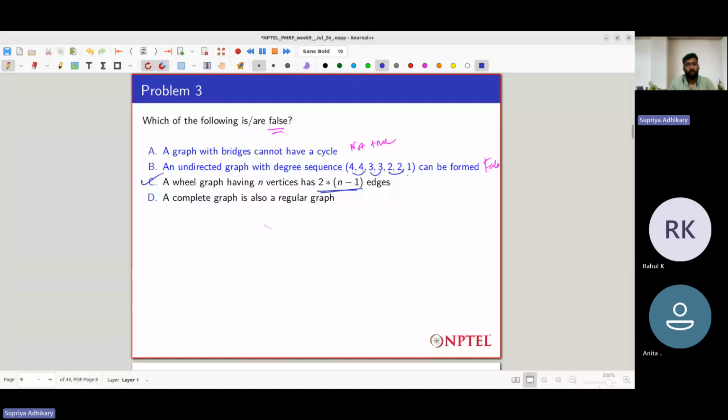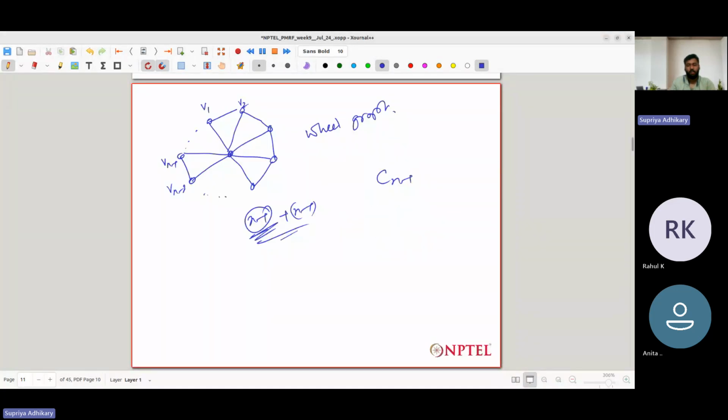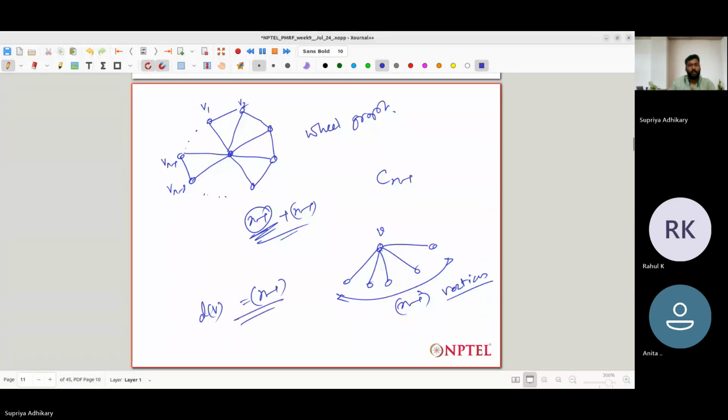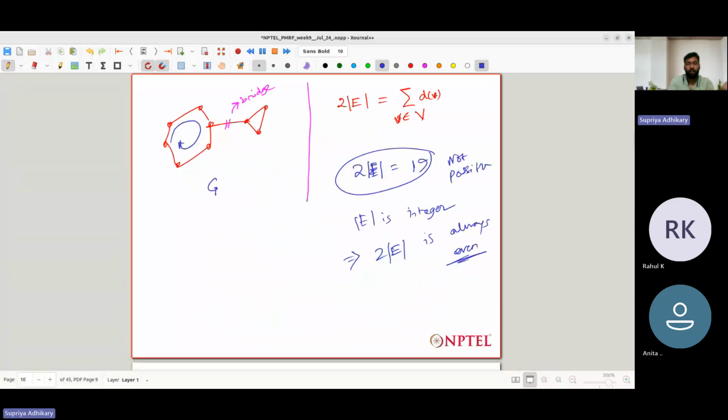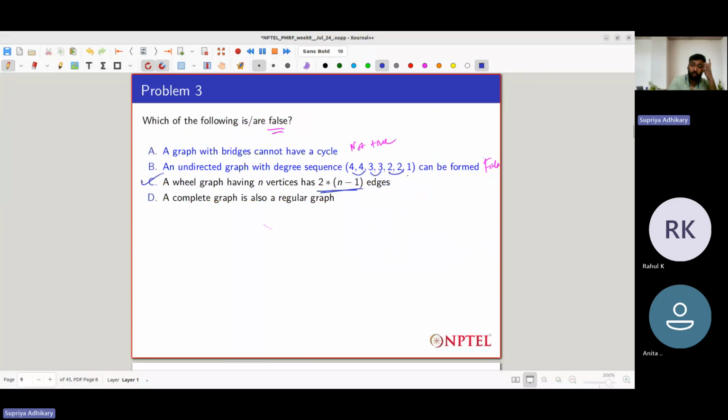And finally, a complete graph is also a regular graph. That is definitely true. Why? Because if we consider K_n, and any vertex v, then that particular vertex has to be connected to each and every one of the rest of the n minus 1 many vertices. So that means the degree of v for a complete graph is n minus 1. And according to the definition of a regular graph, each of the degrees should be equal.